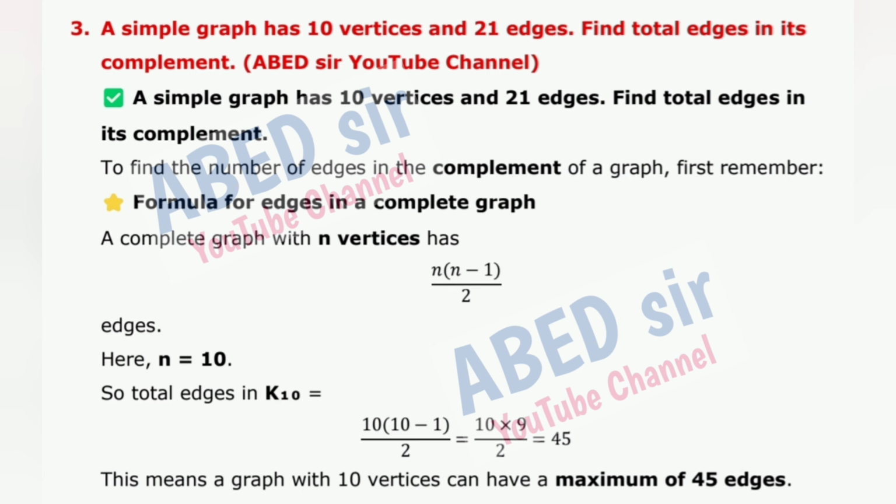To find the number of edges in the complement of a graph, first remember the formula for edges in a complete graph. A complete graph with n vertices has n(n-1)/2 edges. Here, n is equal to 10. So total edges in K10 is equal to 10(10-1)/2, which is 10 times 9 divided by 2, equal to 45. This means a graph with 10 vertices can have a maximum of 45 edges.